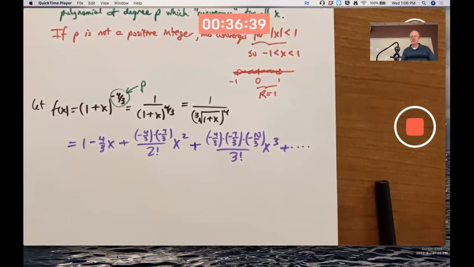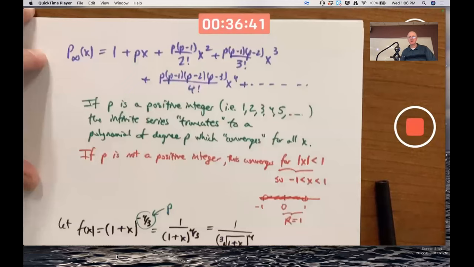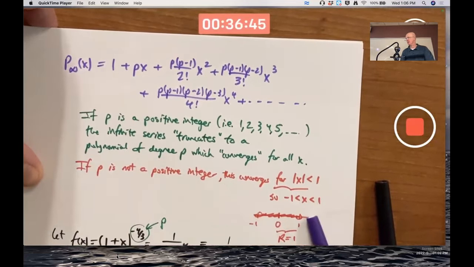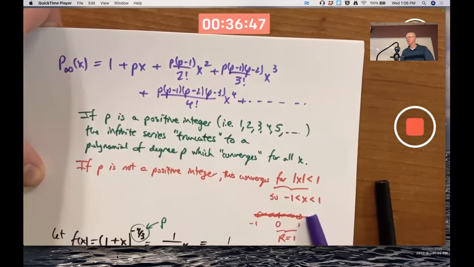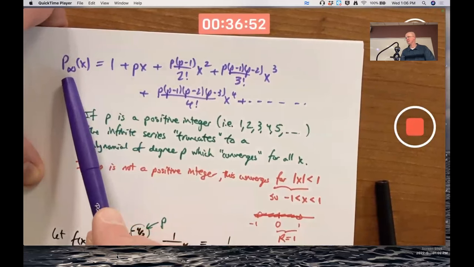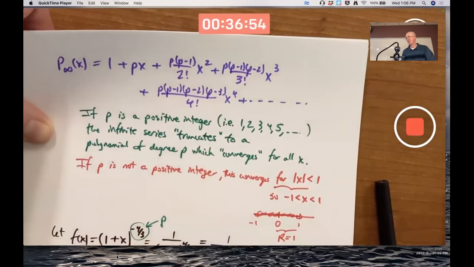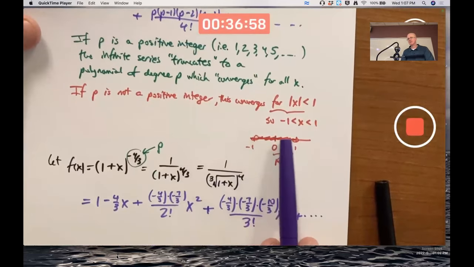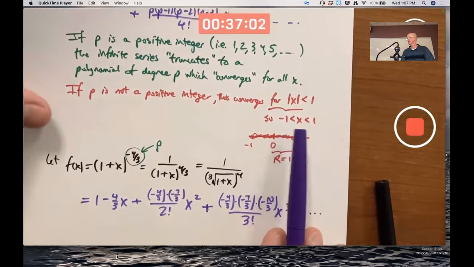We do want these to be equal. I wrote p infinity up here, but it will equal the original function when x is between negative 1 and 1. This does actually equal f of x. That takes proof. We're not proving that, but it can be done. By the way, the radius and interval of convergence can also be figured out with the ratio test, but I'm not doing it.